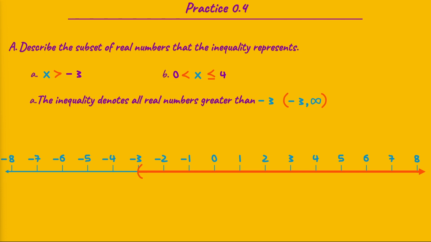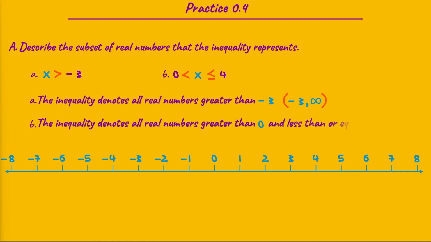Let's move to the second inequality. We have x is greater than 0 and x is less than or equal to 4. So the inequality will denote all real numbers that are greater than 0 and less than or equal to number 4. So here is number 0.